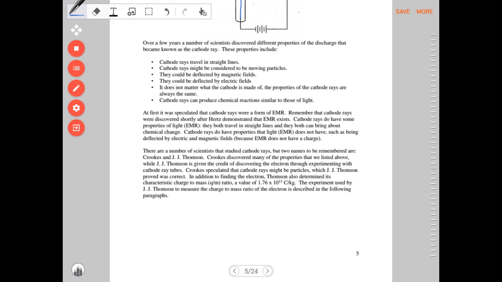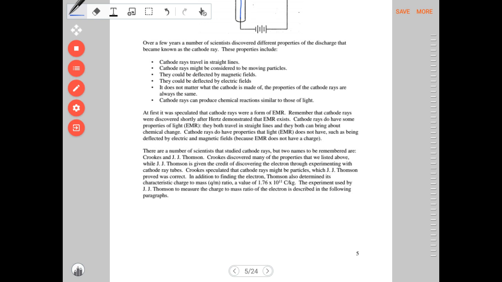Okay, at first it was speculated that cathode rays were some form of EMR. Remember that cathode rays were discovered shortly after Hertz demonstrated that EMR existed. However, cathode rays do have some of the properties of EMR, some of the properties of light. Okay, they both travel in straight lines, they both bring about chemical change. However, cathode rays have extra properties that EMR or light doesn't have.